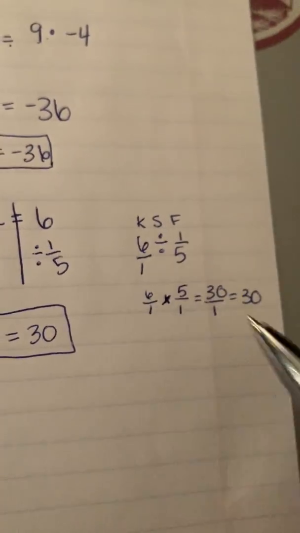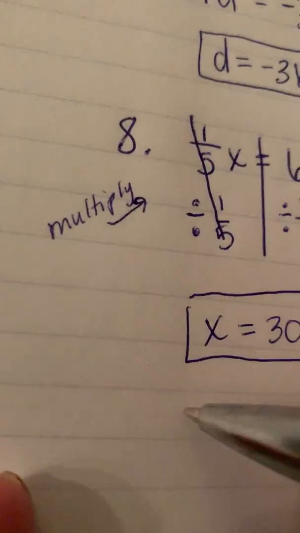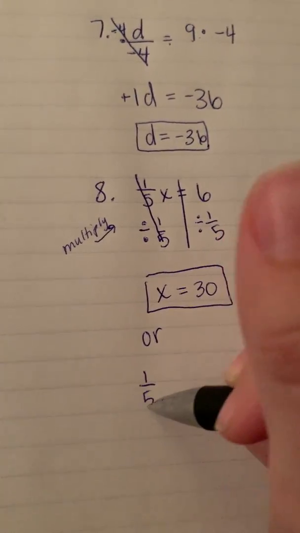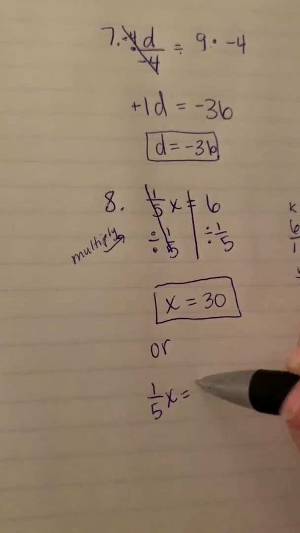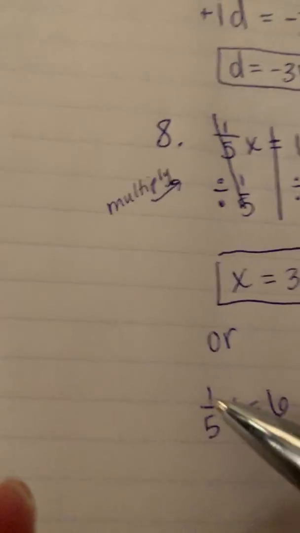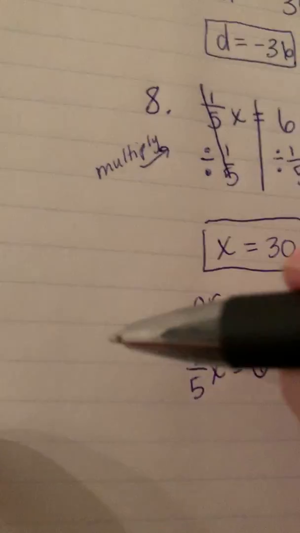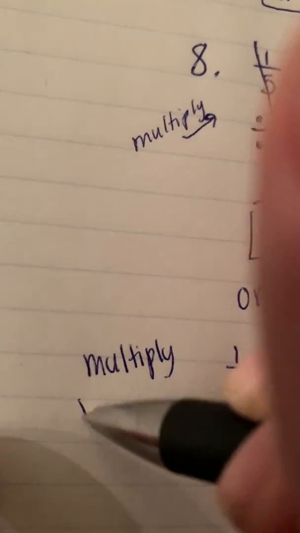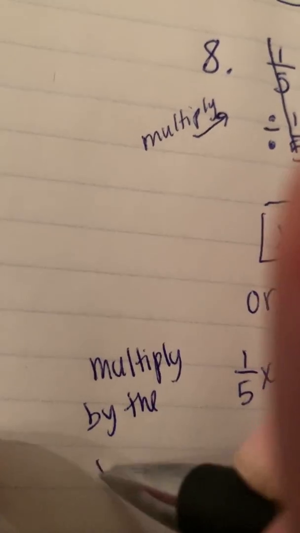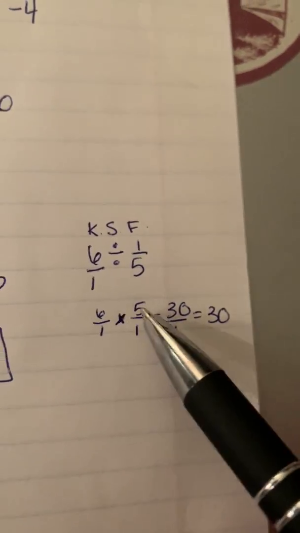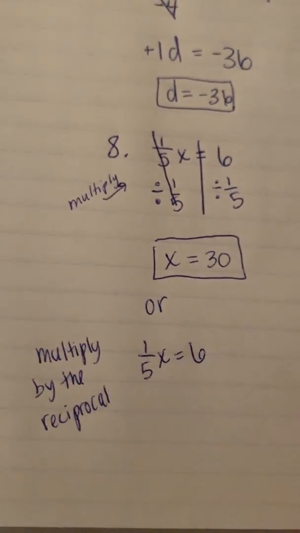Okay, and you can do all that if you want, or you can skip a step and do 1/5 x equals 6. We can just go right to the multiplication. So anytime you have a fraction, and I'm going to write this off to the side, multiply by the reciprocal, which is really what keep, switch, flip is. We're multiplying by the reciprocal. So we're just going to go to that first.